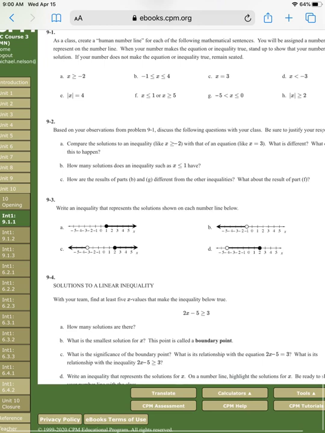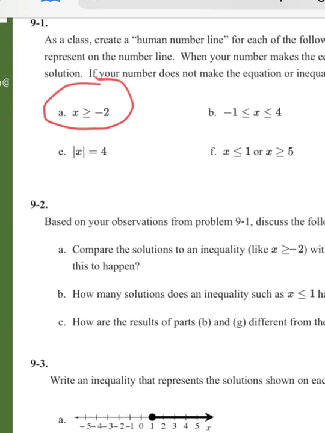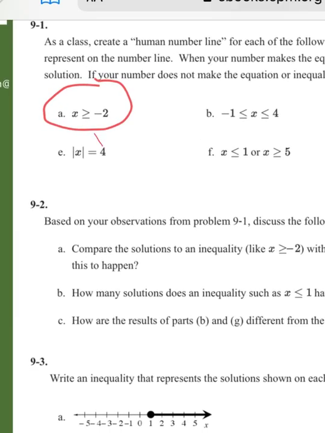So when you have something like this, it means that x can be anything equal to or bigger than negative 2. So negative 1, 0, 1,000, a million, all those would work. Because, again, it has this little line underneath it, it also means that the solution could be negative 2. That is also correct.